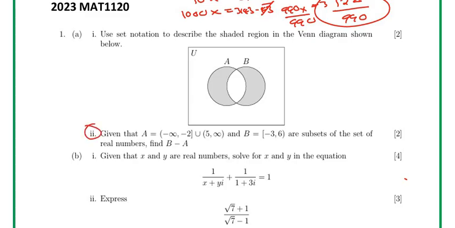Yeah, then here they want us to get B minus A. So this is the same as B intersection A complement. Again, this is on the number line. You can attempt this and share with me your answer.